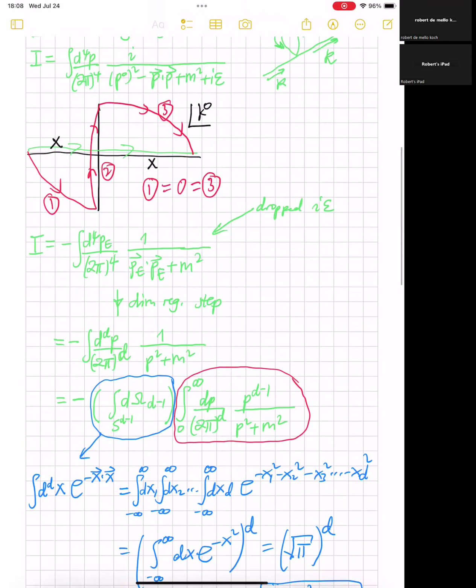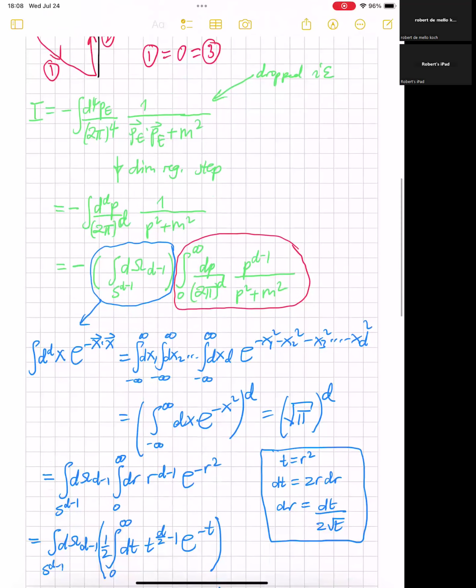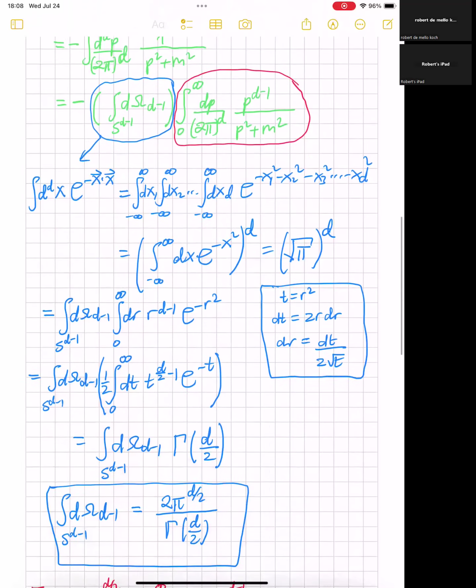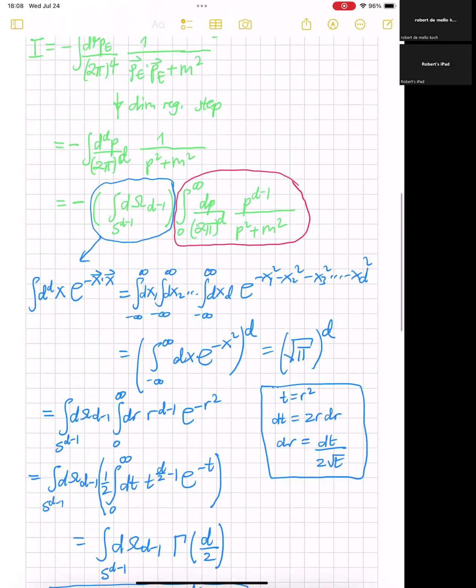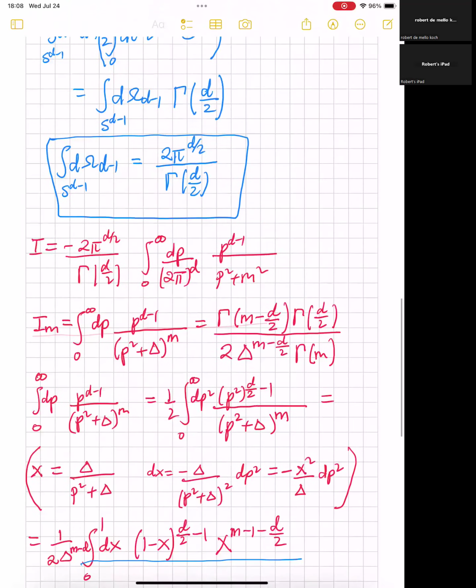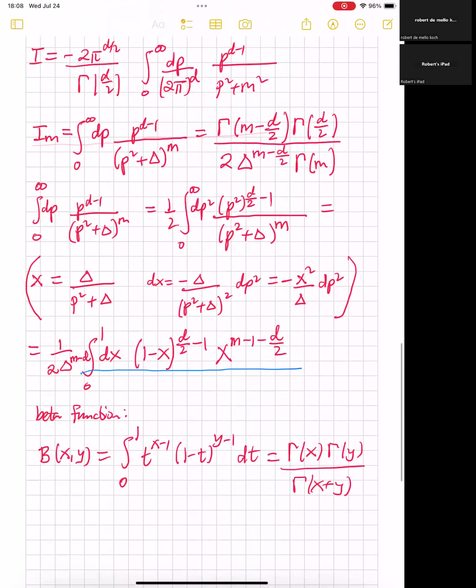So how did we do it? When we went to d dimensions, we had to integrate over the angles. So this blue factor, we did that nicely by using Gaussian integrals and the definition of the gamma function. And then we had to do this integral over the momentum, this thing circled in red. And we did that nicely by a change of variables and relating that integral to the beta function. So we know how to do these integrals in principle.